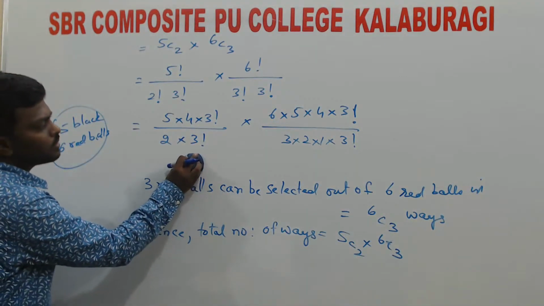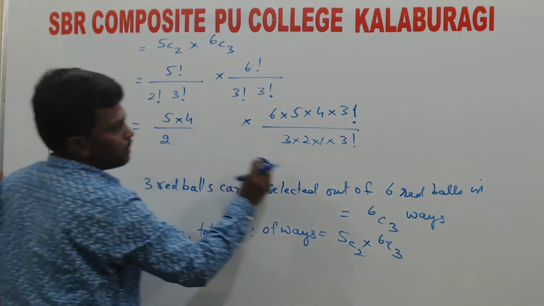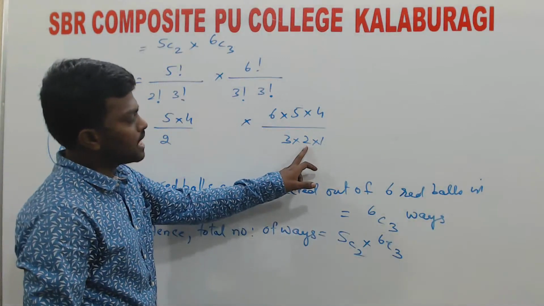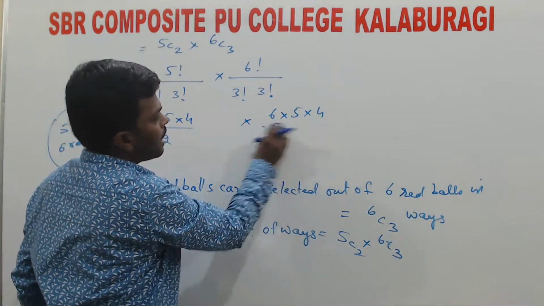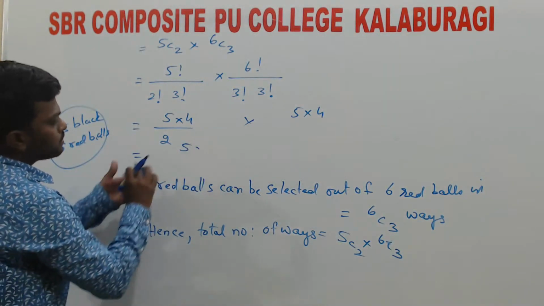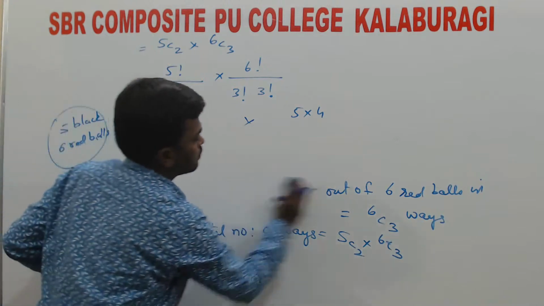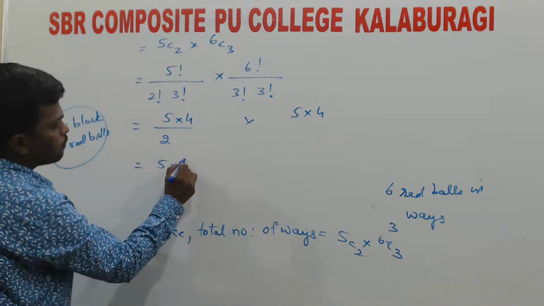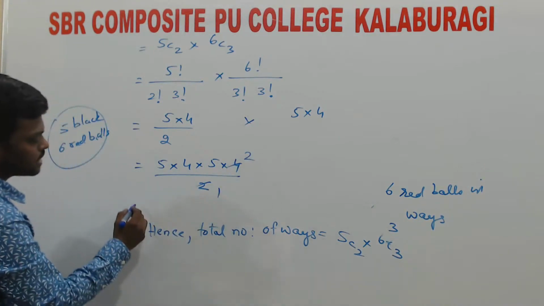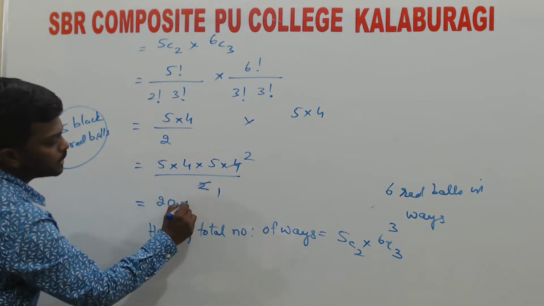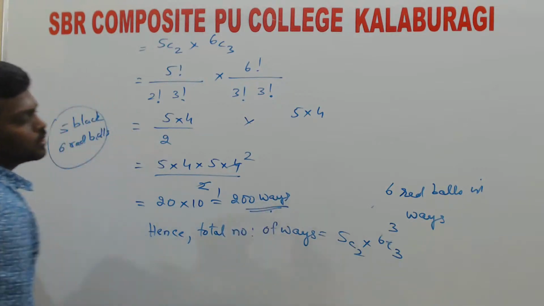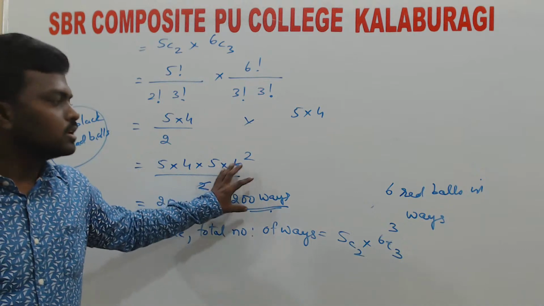In the next step, the 3 factorial cancels. Here you can see 3 factorial cancels, right? And 3 twos are 6, so 6 and 6 cancel. What we are left with is 5 into 4 into 5 into 4 divided by 2. So 2 ones are 2, 2 twos are 4, right, students? 5 fours are 20, 5 twos are 10. So the answer is 200 ways in which you can do the work assigned here. Okay, so thank you, students.